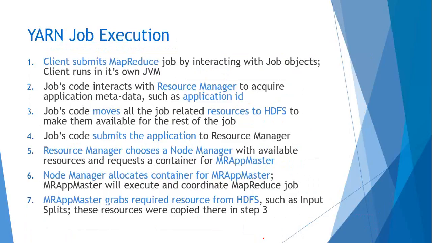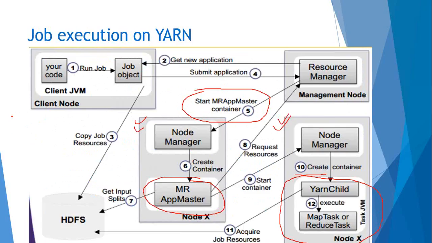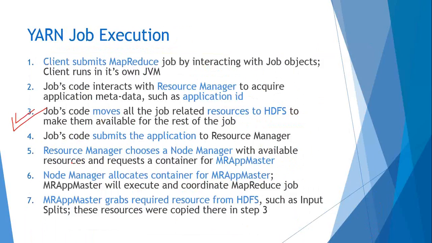So this is what I've described over here. The client submits a MapReduce job. The job interacts with the resource manager, acquires the application ID. Job code is moved into HDFS. I think I've told this. The replication factor of this is pretty high in the cluster as compared to your default replication factor of 3. That is by default, I think 10. And I hope you understand the logic and reason behind that. The job code submits the application. The resource manager chooses the node manager.